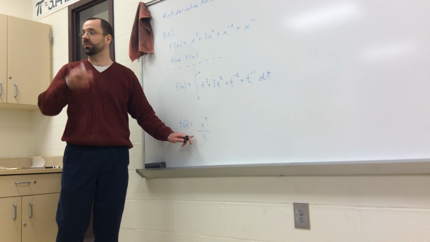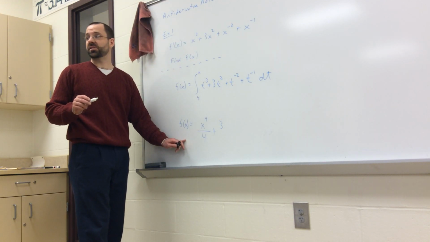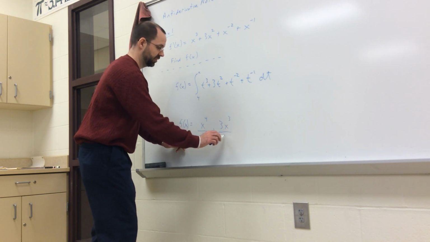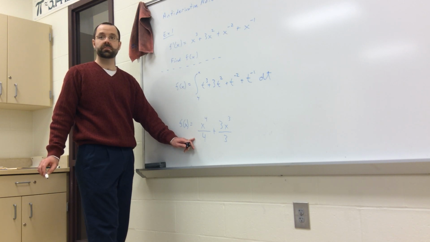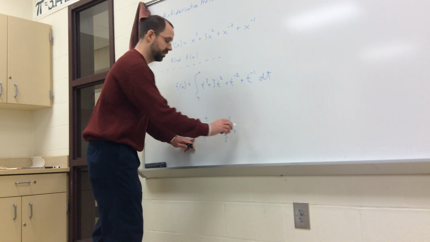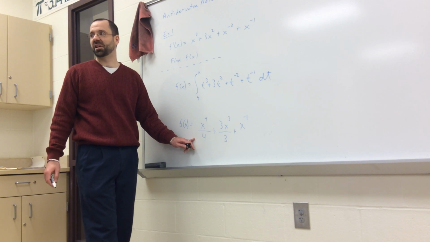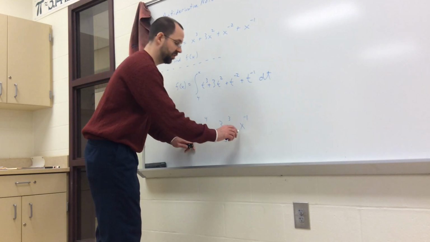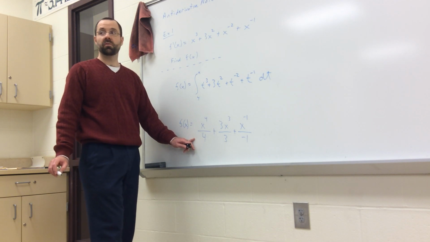Add 1 to the exponent, divide by the exponent. The 3 is just hanging out because it's a constant, right? So add 1 to the exponent, divide by the exponent. When you add to a negative, it makes it -1 instead of -2, right? Add to the exponent, divide by the exponent. Everybody good so far?